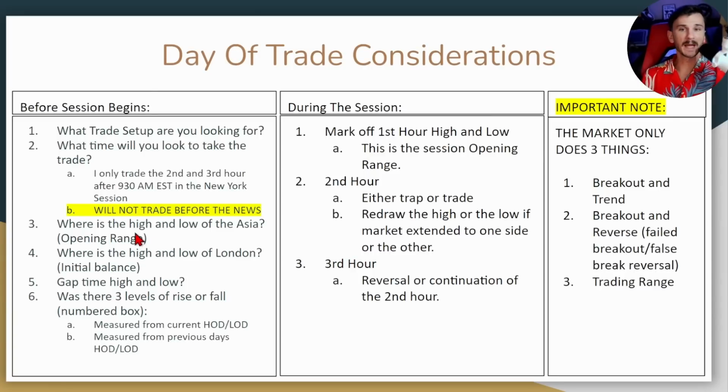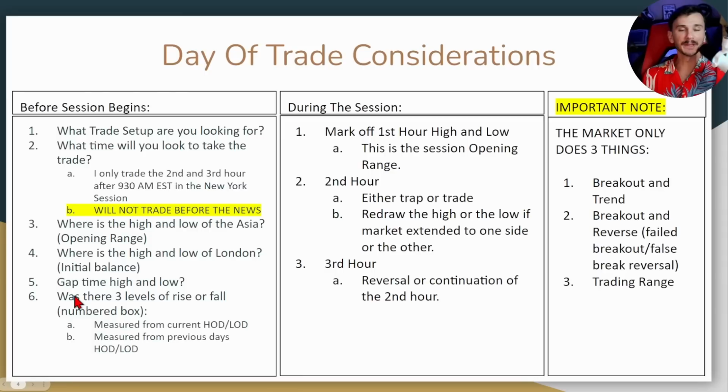Some more questions to ask yourself is, where is the high and the low of Asia? Because that is your opening range for the day. Where is the high and the low of London? Because that is your initial balance for the day. Where is your gap time high and your gap time low? Because a lot of times those levels also come into play as far as where is the money at, right? The market goes back to those areas. It can manipulate them. It can basically jam up into them or whatever.